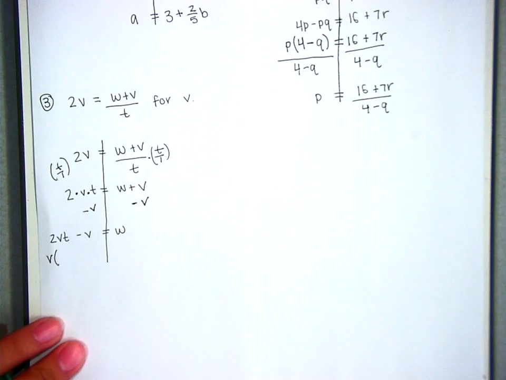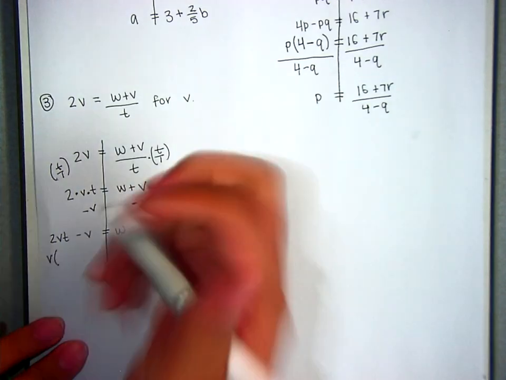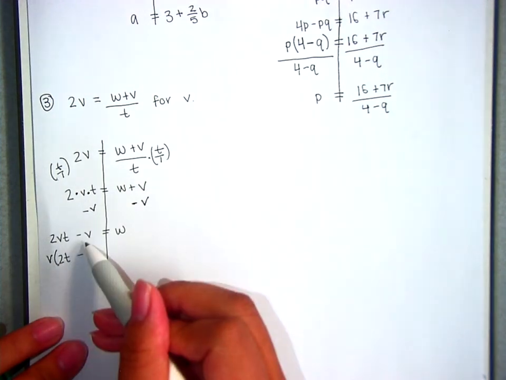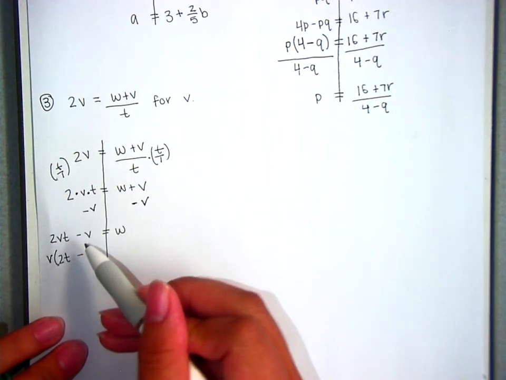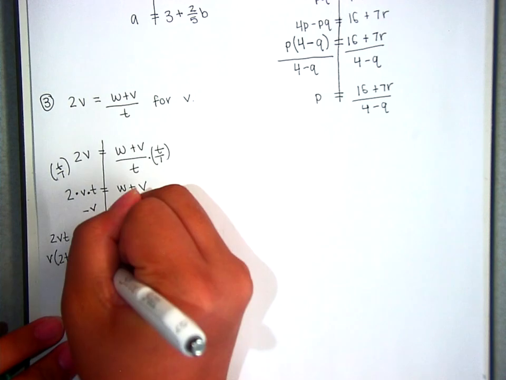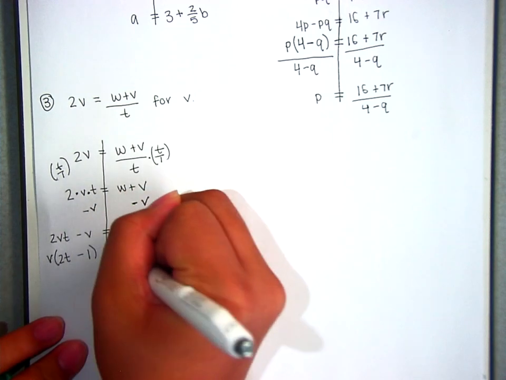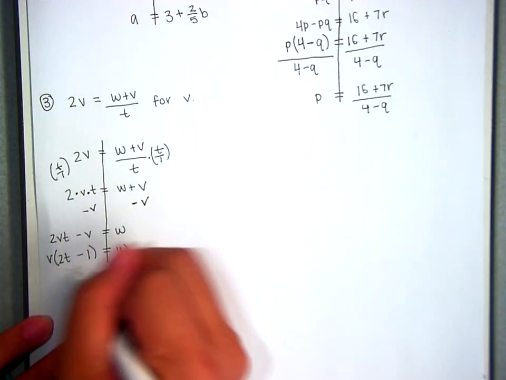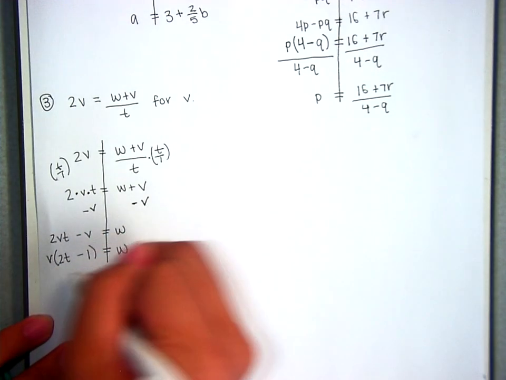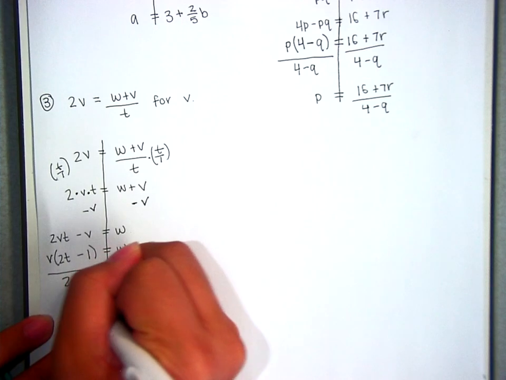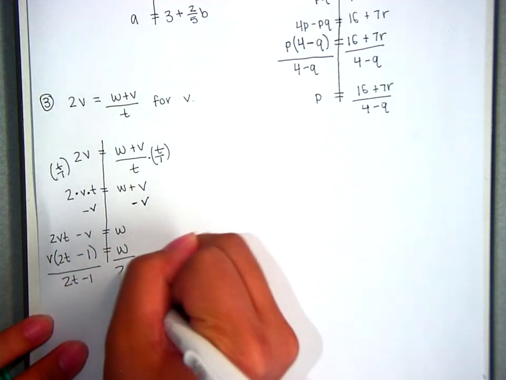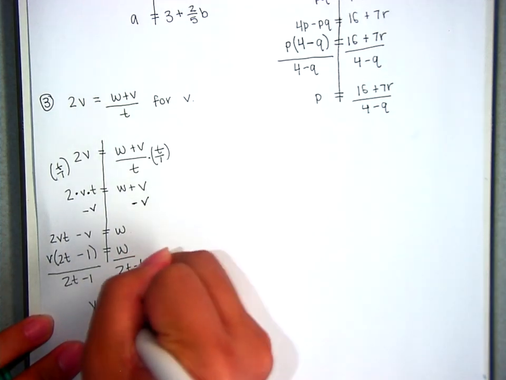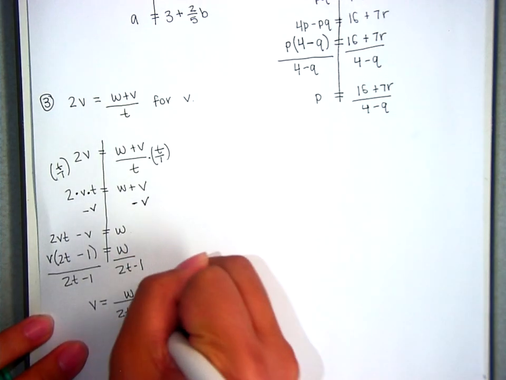It's the opposite of the distribute. And we're left with 2T minus, if I took a V out of negative V, what am I left with? 1. So negative 1 equals W. Then when I'm solving for V, V is multiplied by that 2T minus 1. So we're going to divide by 2T minus 1, divide by 2T minus 1, so you get V equals W divided by 2T minus 1.